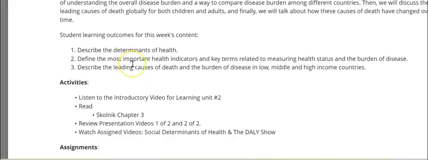So we are discussing and describing the determinants of health. And there's a great video for that. And we're going to be able to define the most important key terms related to measuring health status and the burden of disease. And what are the leading causes of death and burden of disease amongst the different level countries? So the low, middle, and high income level countries really differs.